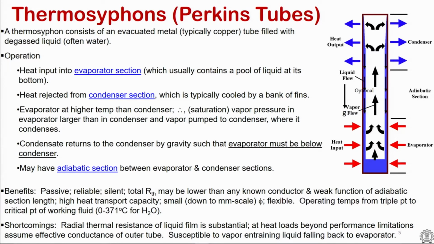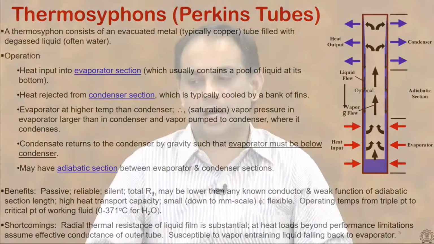So, that is replaced if you put a wick on the side or around the wall. Whether it is gravity assisted or not, the wick will be able to deliver the liquid back to the evaporator, provided necessary conditions are satisfied.